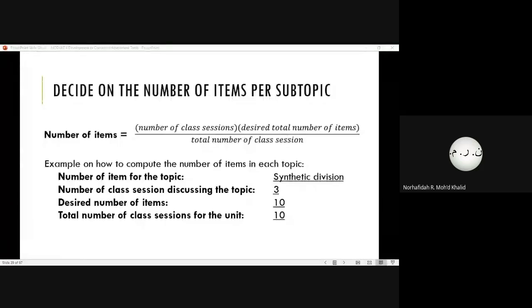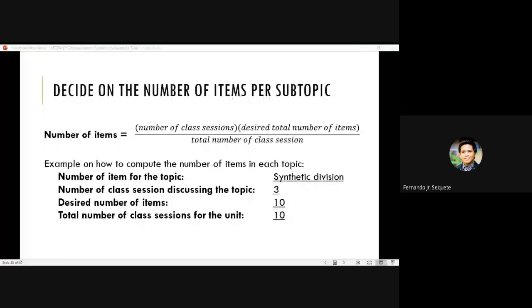Sir, for synthetic division, that's only one topic, right? So, when we take a medical exam, there is a lot of coverage, right? Or when we take the prelim, we have a lot of coverage. So the computation there is like for just one topic. So if you have, for example, 10 topics as the coverage in the prelim, that is what you use the formula for.